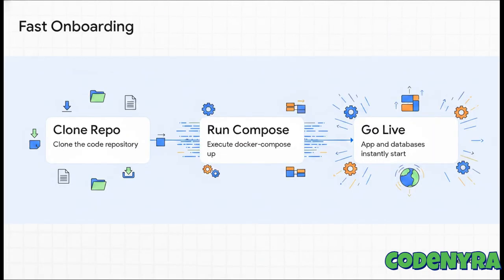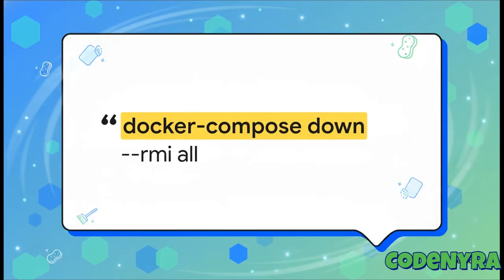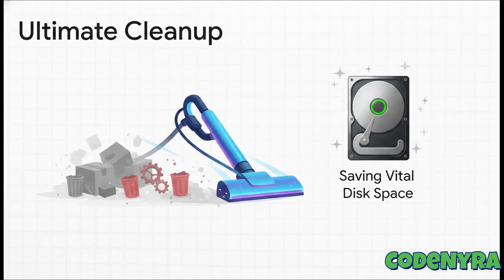And this brilliantly illustrates fast onboarding. Clone the code, run Compose, and boom, apps and databases are live. Finished for the day? docker compose down is literally the ultimate cleanup command you'll ever need. Adding the rmi flag thoroughly resets your environment, deleting untagged images to effortlessly save vital disk space.